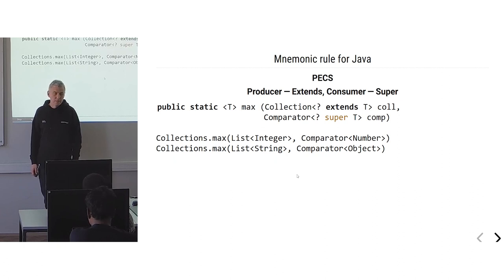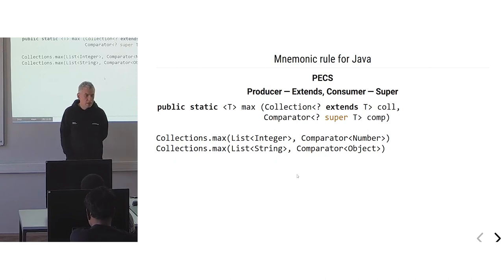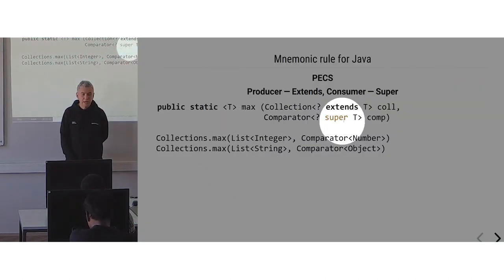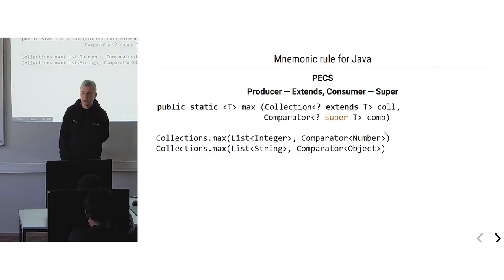It's about parameterized add and get; you're just using E or T as a type parameter. See, in standard libraries you might see a declaration like this. It's a static method from the Collections class. You have Collection question mark extends T, Comparator question mark super T. So don't be afraid of this. Now you should perfectly understand what they meant.